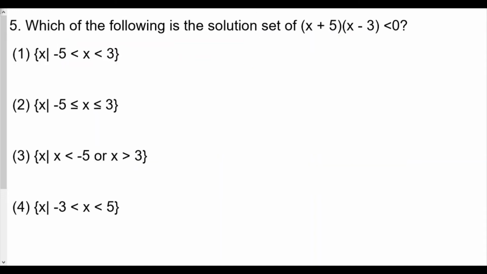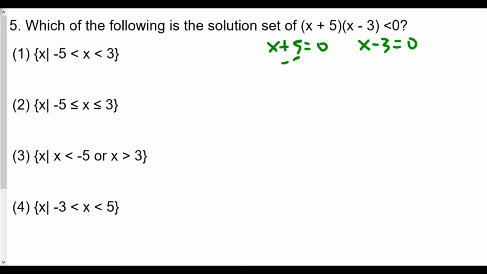Number 5. Which of the following is the solution set for (x + 5)(x - 3) < 0? Okay, so here we have this already factored, and I'm going to set each of these factors equal to 0 to find our important values. Now we use sign analysis in this situation.